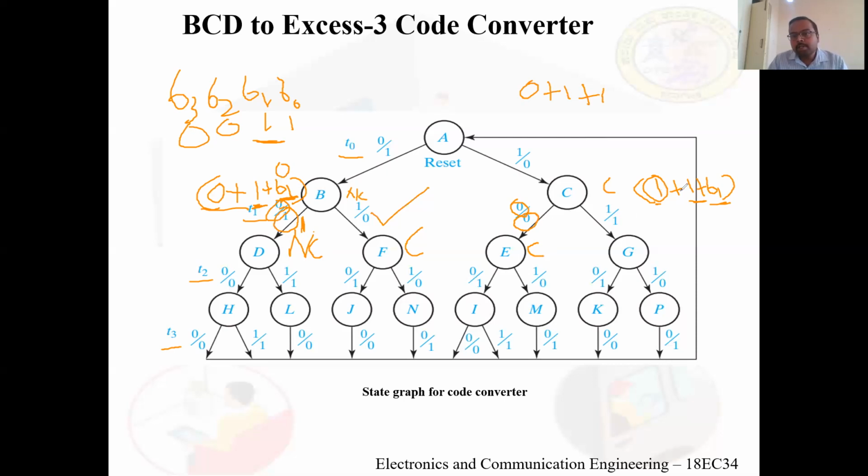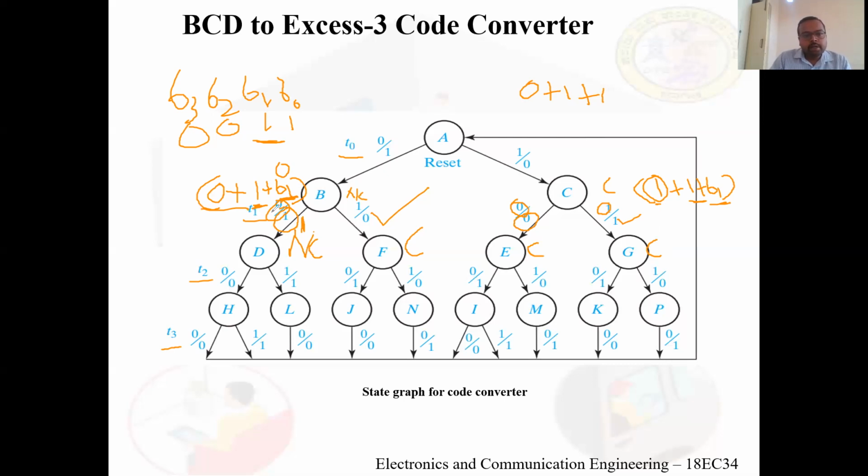Similarly, we have 1 plus 1 plus, now it is 1 here. 1 plus 1 will be 0. The carry will be generated. And 0 plus 1 will be 1. So the output is equal to 1 when the input is 1.